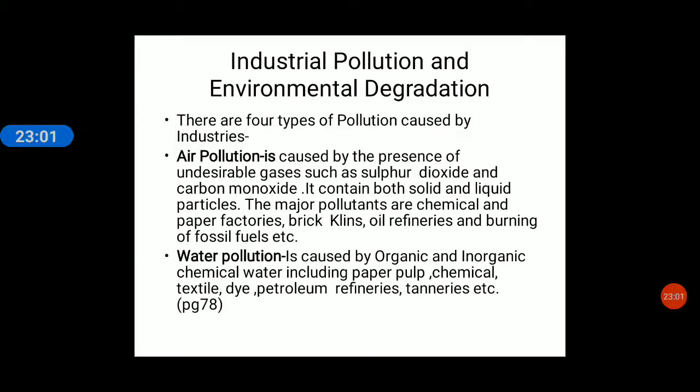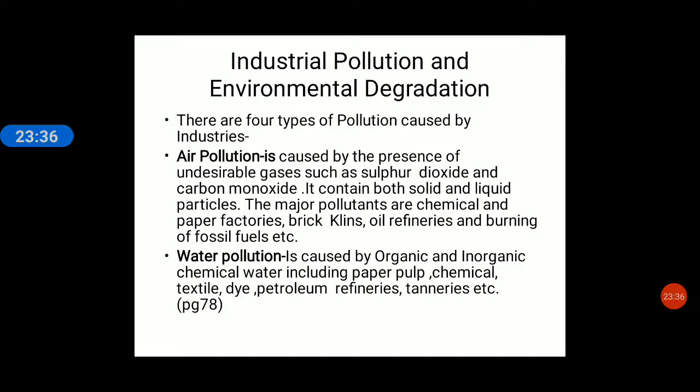The major pollutants are chemical industries, paper industries, brick kilns. What are bricks? They are used for construction of houses. The places where bricks are baked are called brick kilns. They also emit a lot of smoke, and are a major air pollutant. Brick kilns, oil refineries, and burning of fossil fuels are all very much responsible for air pollution.